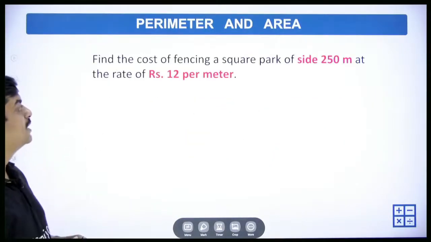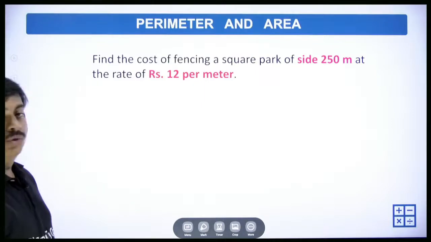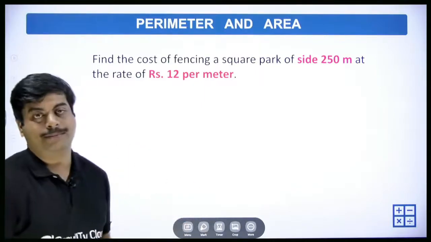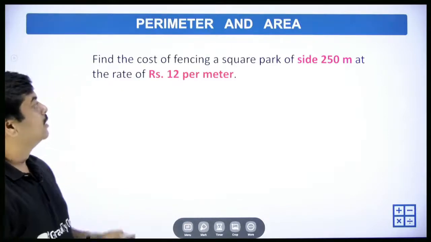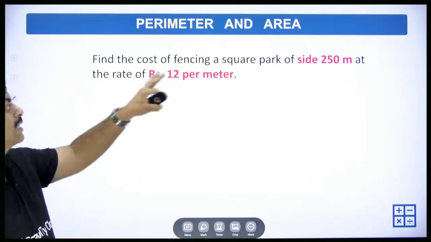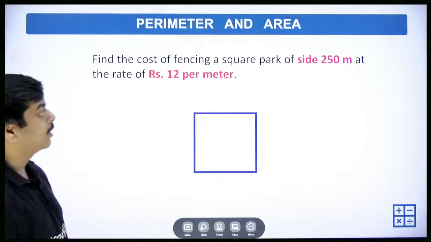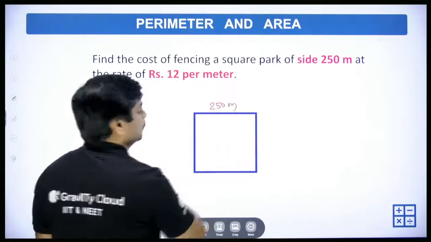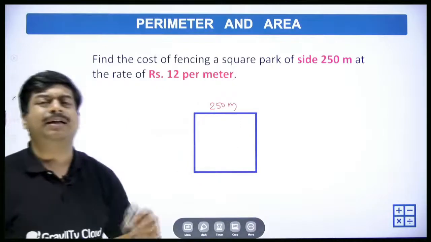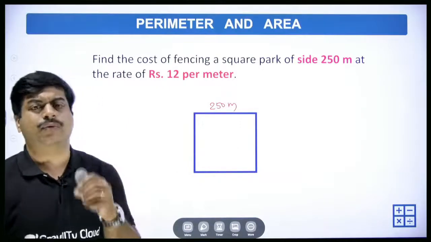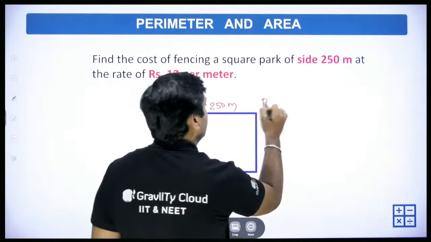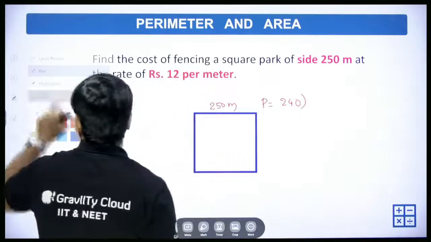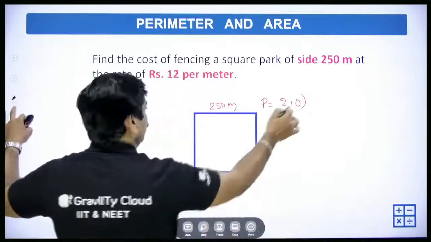Find the cost of fencing a square park of side 250 meters at the rate of rupees 12 per meter. Once again, we have a square park of side 250 meters. So now tell me, what is the perimeter? We discussed yesterday the perimeter of a square. It is 250 into 4.